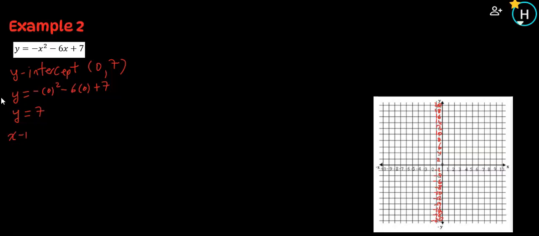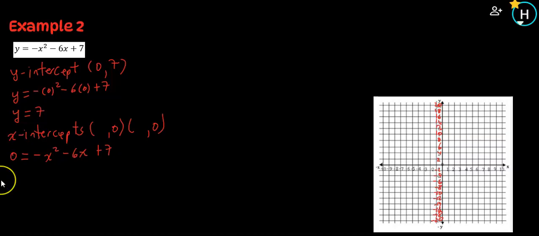To find the x-intercepts, we have to substitute the value of y by 0 and find the x-intercepts. So in this equation it is 0 equals negative x to the second power minus 6 times x plus 7. For this trinomial it is necessary to factor the negative, so the first term will be a positive term. So in this case, negative factor of x to the second power plus 6 times x minus 7.